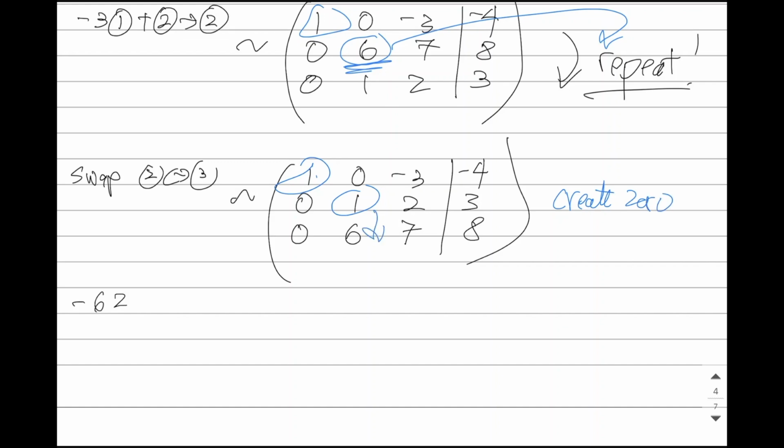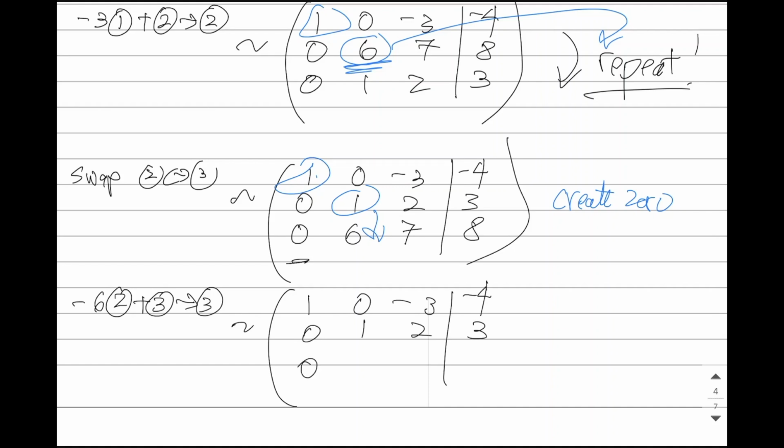I'm going to take -6 bunches of equation 2, add it to 3 to make the new 3. So the top row is unaffected. The second row is unaffected. So 0 and 0, when you add them together, you're not going to have any difference in this first entry. -6 bunches of 1 added to 6 is going to give me a 0. -6 times 2 is -12 plus 7 gives me -5. And -6 times 3 is -18 plus 8 gives me -10.